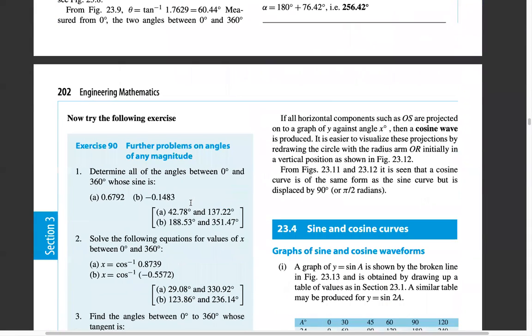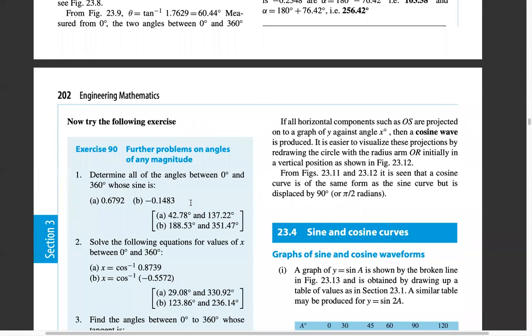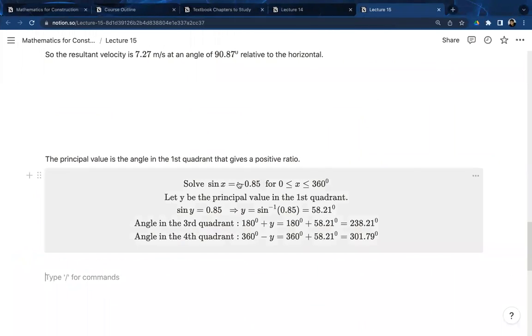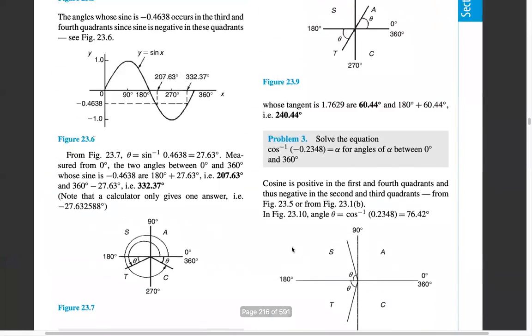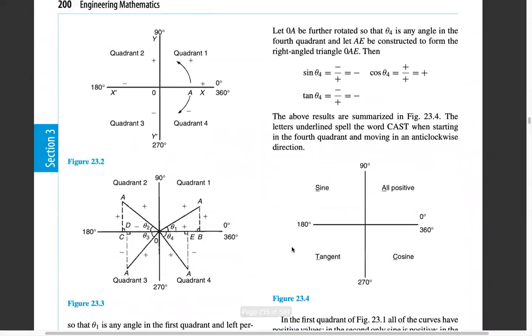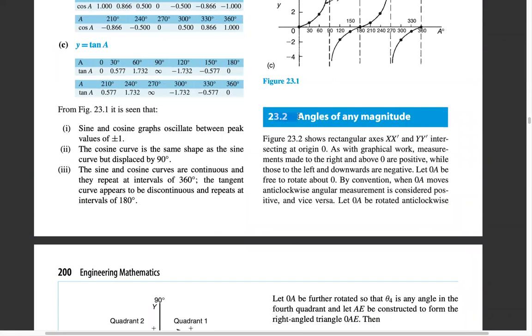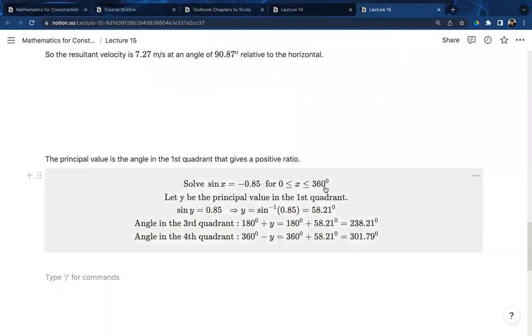So we see here, the moral of the story is solving things like sine x is negative 0.85 is actually not very straightforward. You have some theory to learn, and that's what this section of the book teaches you how to do. What is it? 23.2, any magnitude angle, okay? And they could mix it up, you know. They could mix it up and give you a value. Like if you had to solve this equation in a different set of input values allowed, then the answer is going to be different.